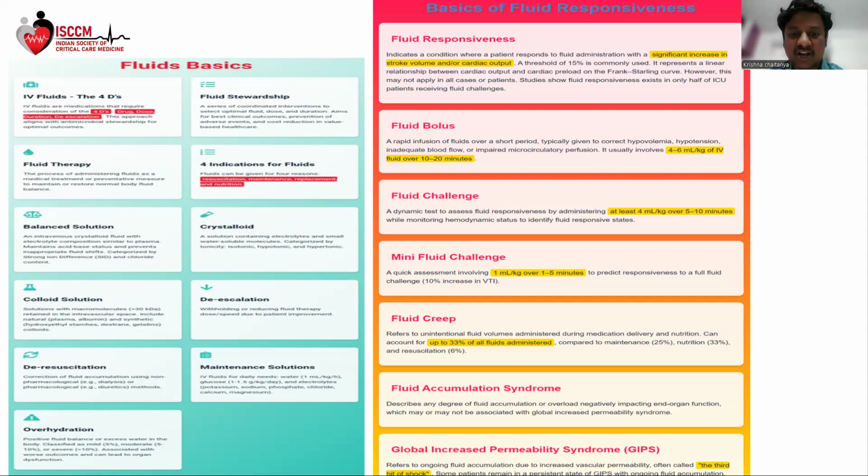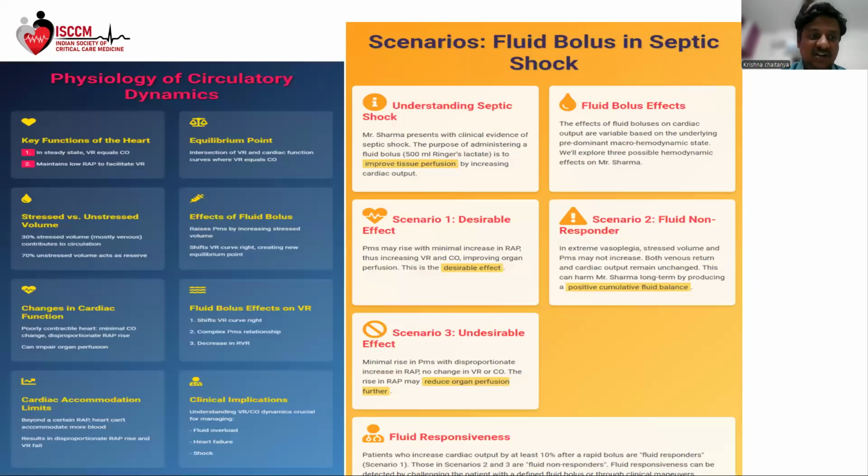Regarding fluid creep, it is unintentional fluid overload caused by either nutrition or drug administration. Fluid accumulation is considered a syndrome nowadays, along with global increased permeability syndrome, where multiple organs are affected because of fluid accumulation. Coming to basic physiology, venous return equals cardiac output. There is the concept of stressed volume and unstressed volume, where 30% is stressed volume, and there is an equilibrium point between venous return and cardiac output.